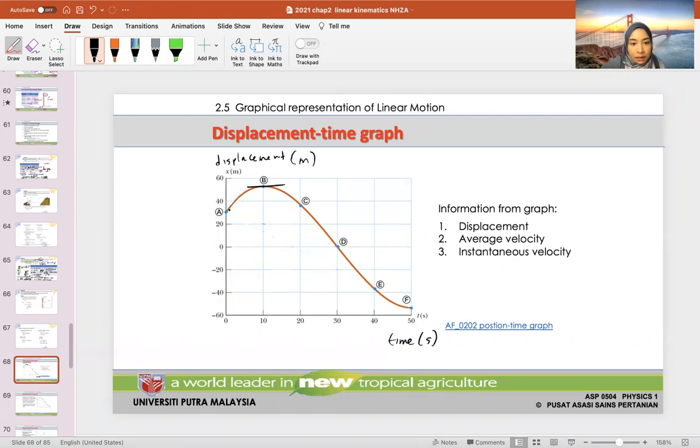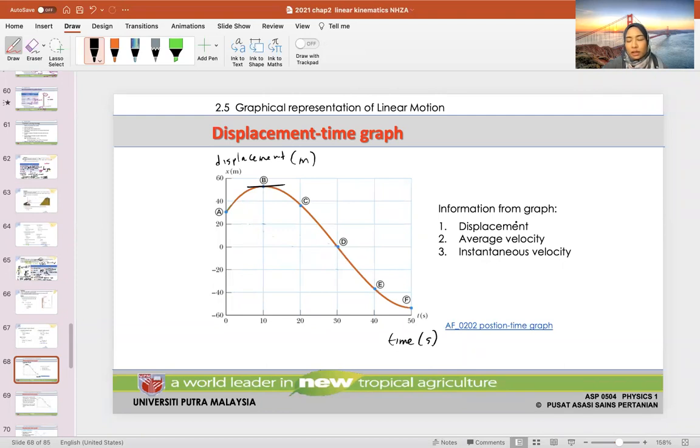Okay, and then we have negative 40, negative 20, 0, 20, 30 maybe, 40, 60, and then the time is always positive. Time has no negative, right? And then displacement can be positive or negative. So immediately we know that this is the displacement graph. It's not a distance graph. If it's a distance graph, everything is positive. Here we have negative and positive, which means displacement. Information that we can get from the graph.